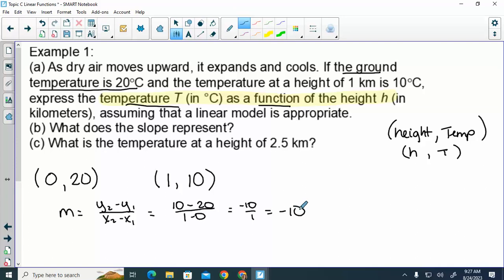Alright, looking at this, I actually know the y-intercept already. Anybody tell me what it is? Let's see. If you don't know your y-intercept, what did you do? How did you find it?